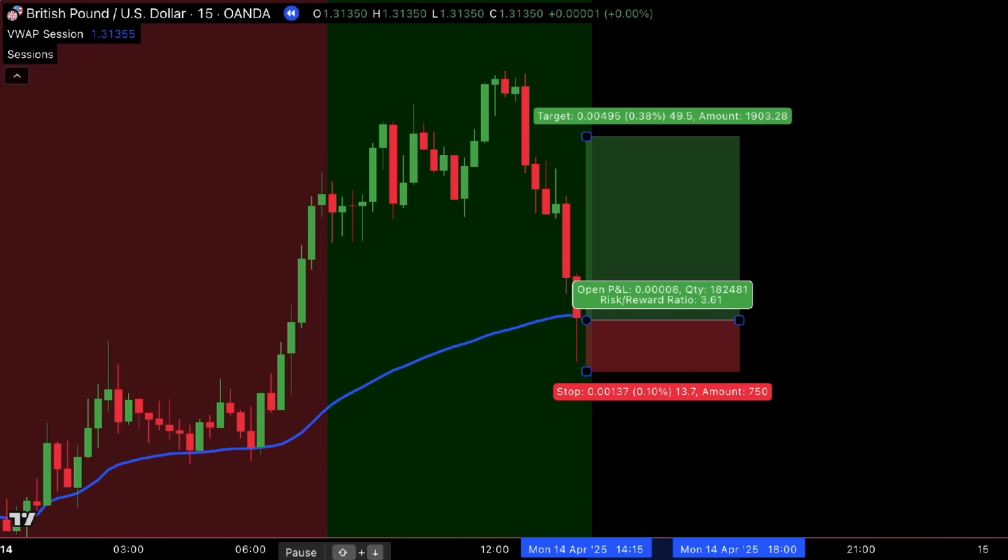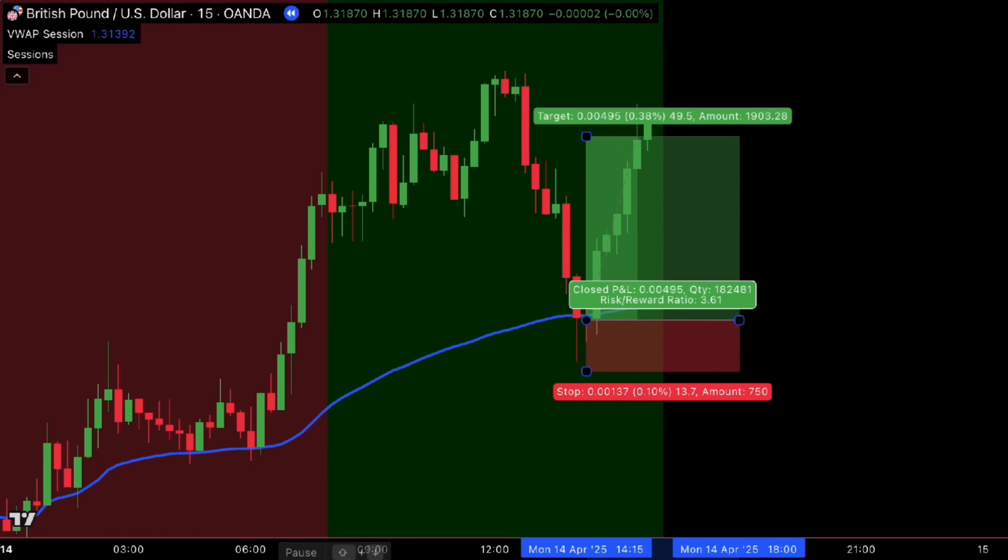Now look at what happened next. As expected, the market respected the VWAP, respected the rejection, and moved straight into the targeted direction. This is how you combine logic with precision. Price, timing, and institutional behavior all lining up to give you the edge.